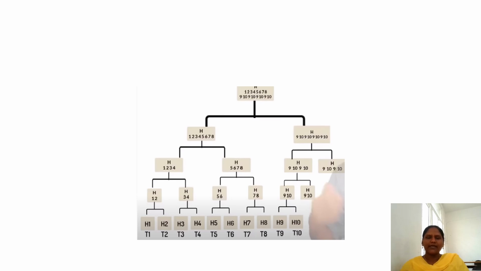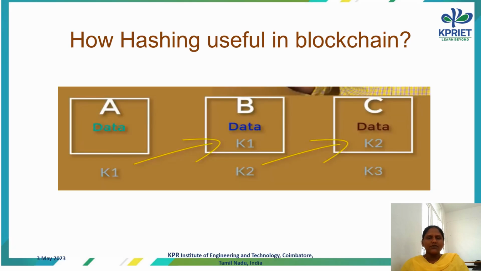So this way we are going to connect blocks with the help of hash values. Here we can understand how hashing is useful in blockchain. Here we have 3 blocks, and for each block we are going to have one hash value. Say, for example, for the first block A, we have the hash value named K1. For block B, we have the hash value K2. Similarly, for block C, we have the hash value named K3.